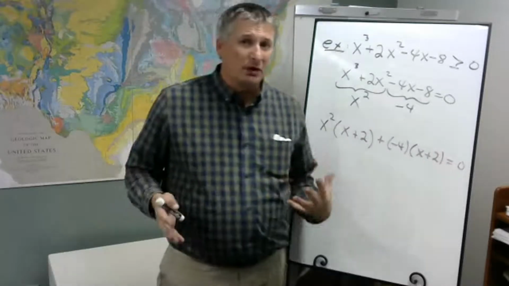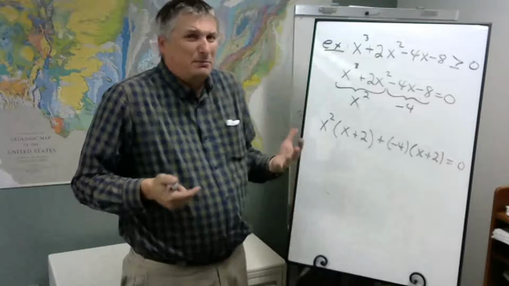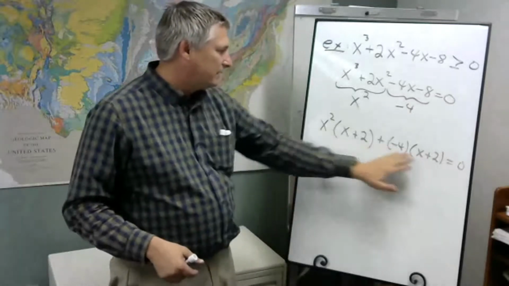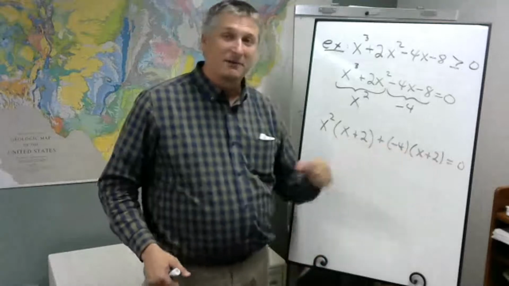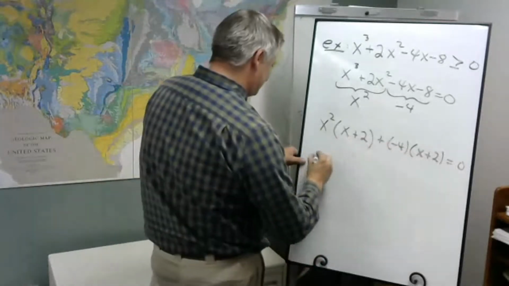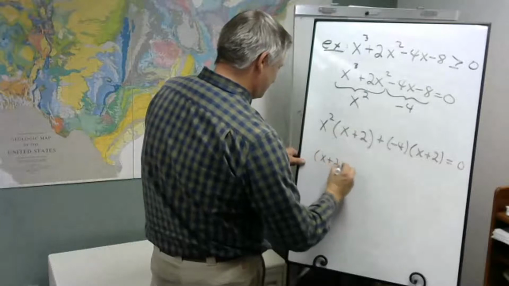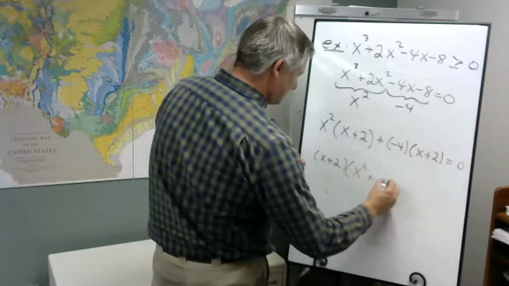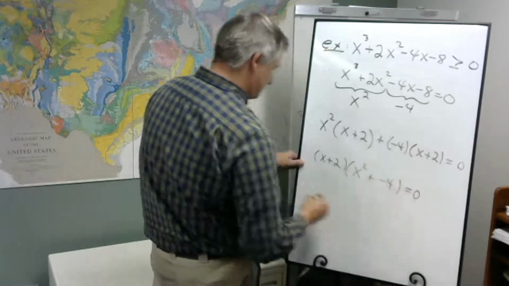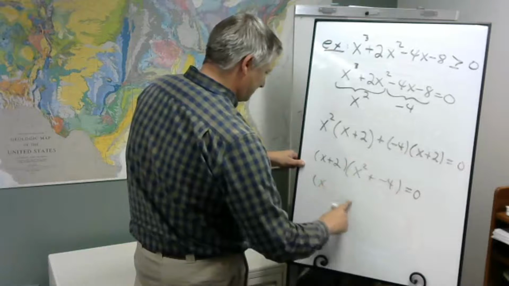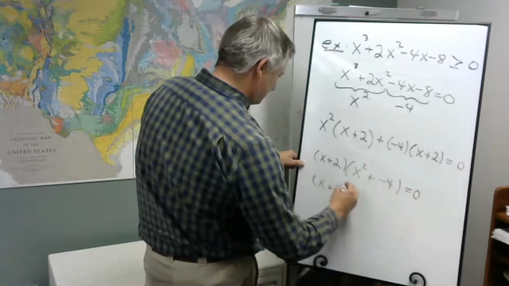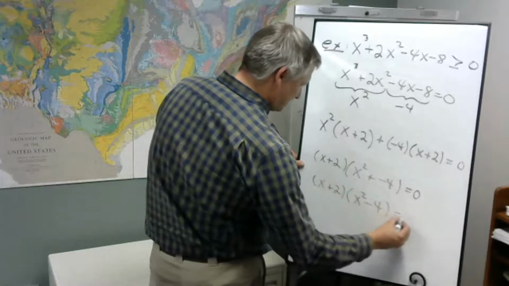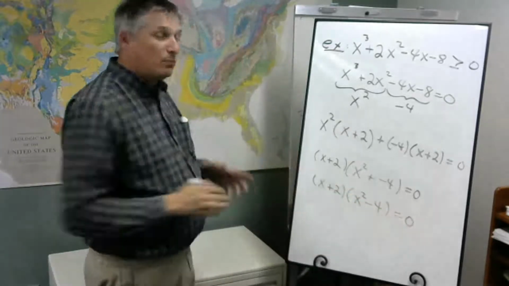So how do we know the grouping worked? We grouped them correctly or effectively. Well, we got the same binomial in each group, so we can factor that out. And there's more to this one.